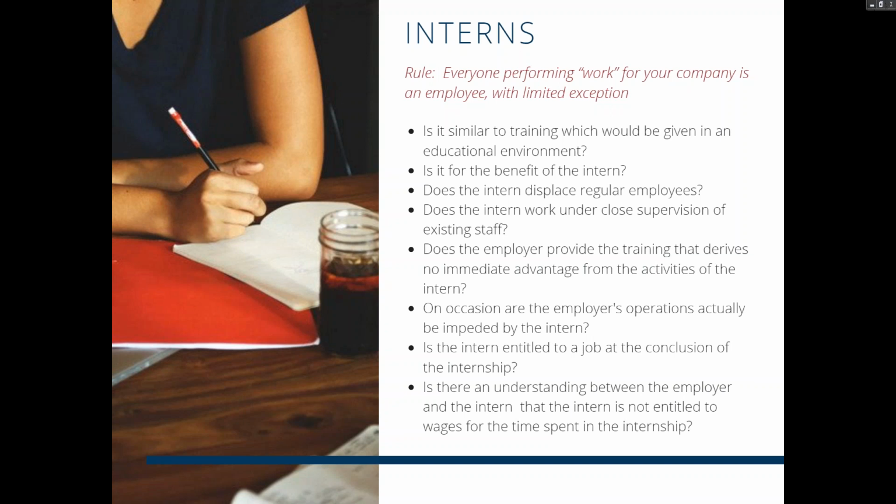Does the intern displace a regular employee? Again, are you just filling a job with an intern? If the answer is yes, it's not an intern, it's an employee. Does the intern work under close supervision of existing staff? If no, then it's not an intern. If you're supervising closely an intern because you're there to help them out, then that looks like an internship. Does the employer provide the training and derive no immediate advantage from the activity? So are you potentially losing money on this deal, because of all the training time that you're giving? If so, then you're looking at more of an intern.